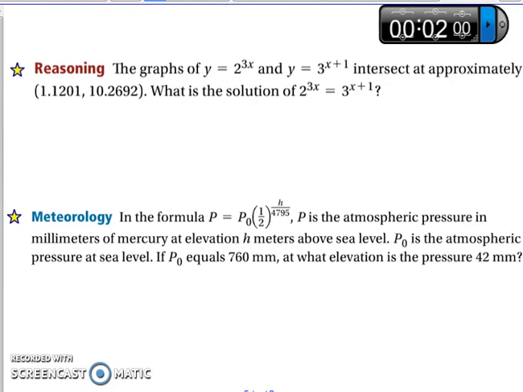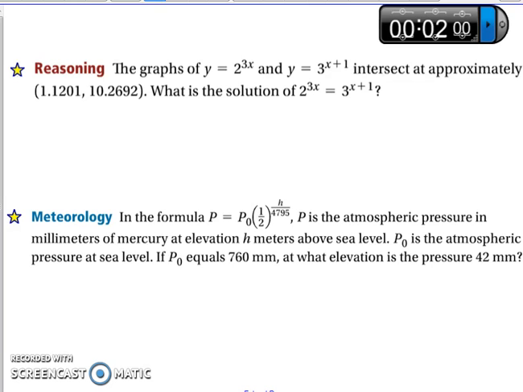Now we're going to look at some word problems that involve exponential equations. So the graphs of y equals 2 to the 3x and y equals 3 to the x plus 1 intersect at approximately (1.1201, 10.2692). What is the solution of 2 to the 3x equals 3 to the x plus 1?